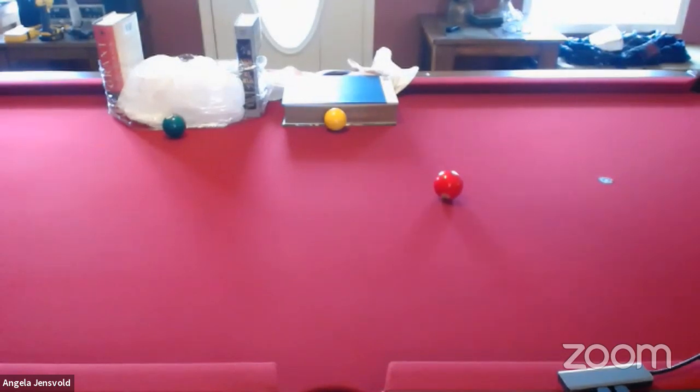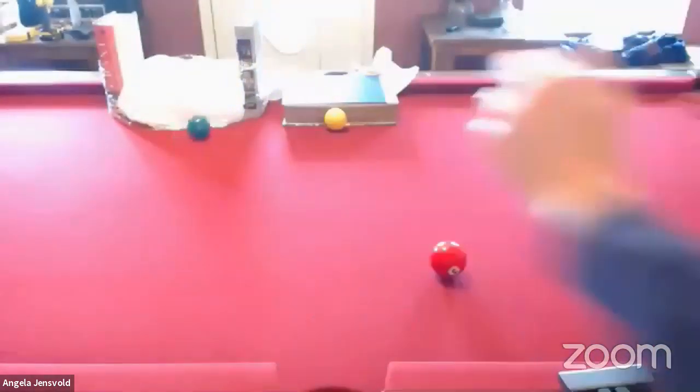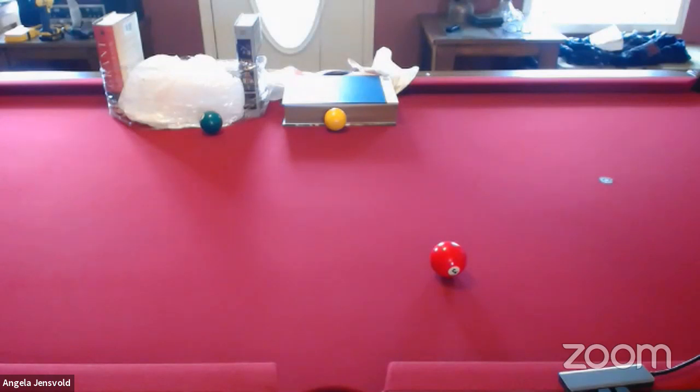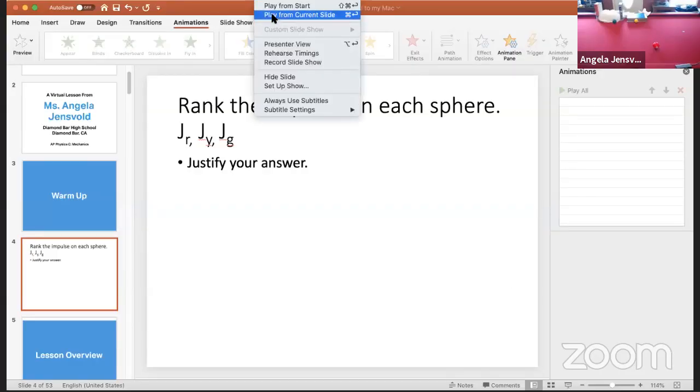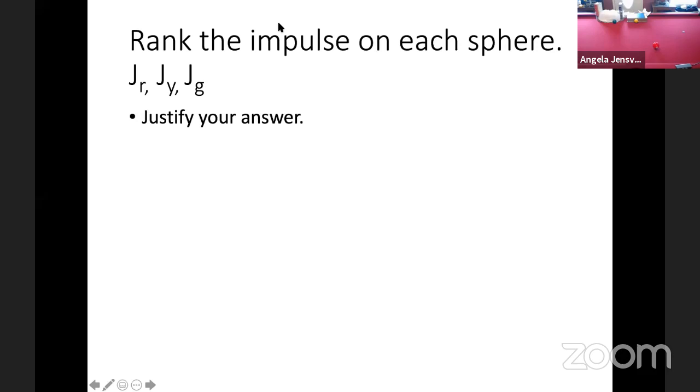Okay, I want you to answer some questions about it. I hope you were able to see that the green sphere, watch it one more time. It's stopped. Okay, so I'm going to put up a question and I'm going to give you a couple of minutes. What I want you to do is rank the impulse on each sphere, but more importantly, I want you to justify your answer. Okay, so I'm going to give you a minute or two to do that, and then we'll come back.